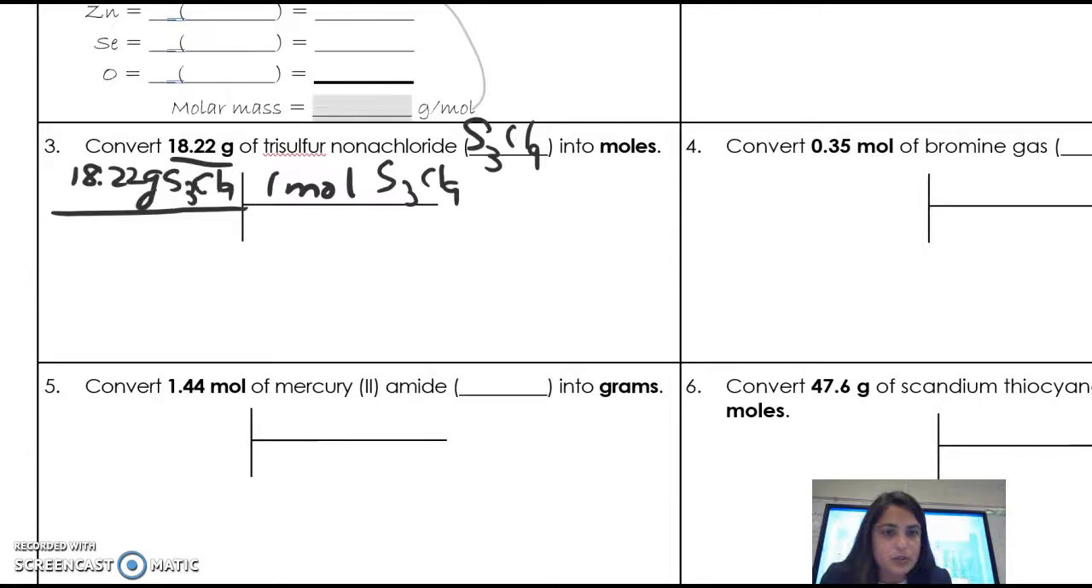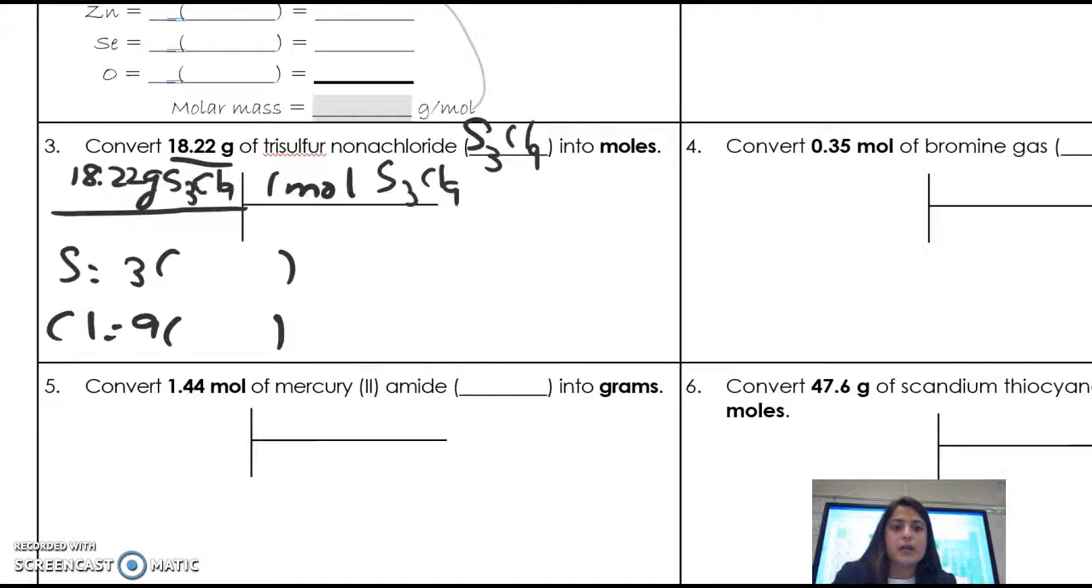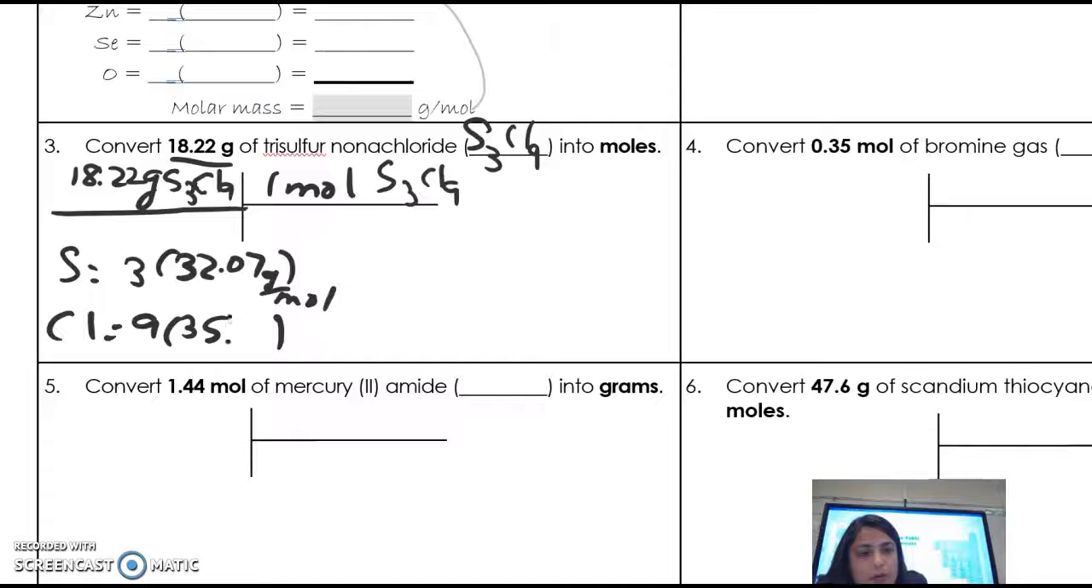Whenever I say the word molar mass, what you're doing is you're taking this formula, 3 of S in that formula and 9 of chlorine, and then you use your periodic table, which is at the back of the mole map. Sulfur is 32.07 grams per mole, and chlorine is 35.45 grams per mole. So you multiply and then you add them up. 32.07 times 3, you get 96.21 grams per mole.